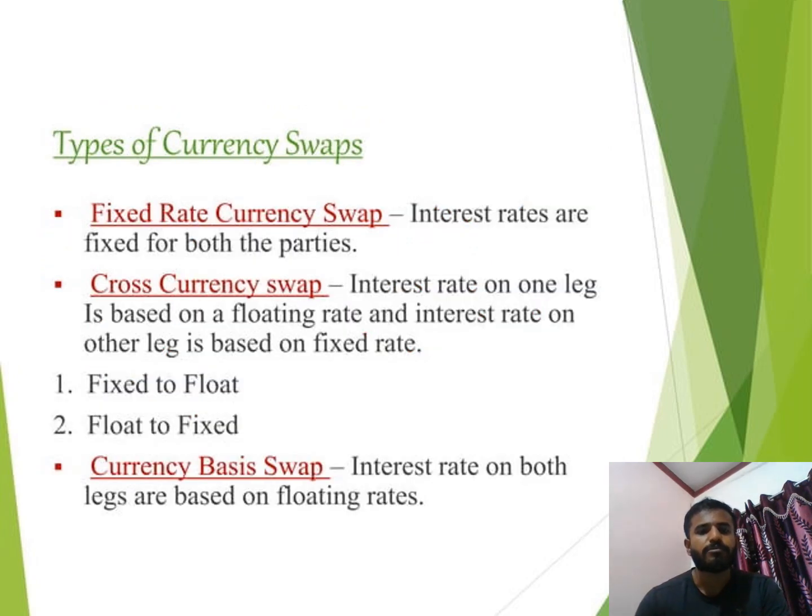Types of currency swaps: fixed rate currency swap, where interest rates are fixed for both the parties. Cross currency swap: interest rate on one leg is based on a floating rate and interest rate on the other leg is based on a fixed rate, that is fixed to float and float to fixed. Currency basis swap: interest on both the legs is based on floating rates.